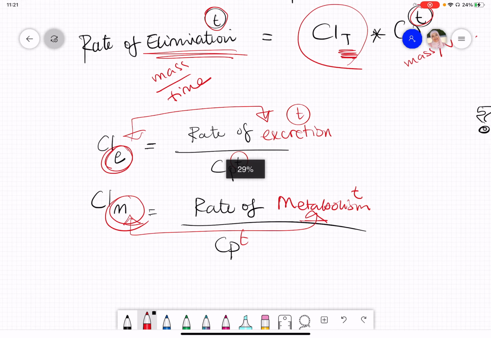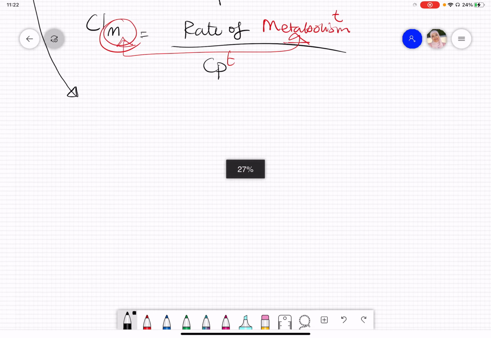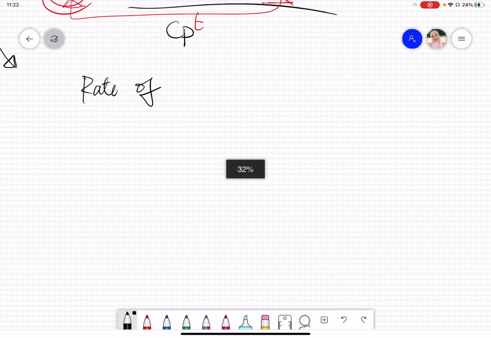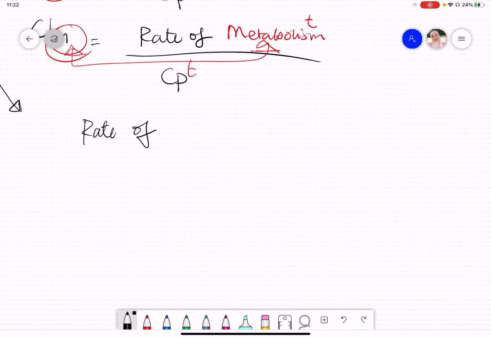Okay, so according to this equation, if I want to sketch, let's take this equation, okay, which is rate of elimination. Oops, why is this happening?